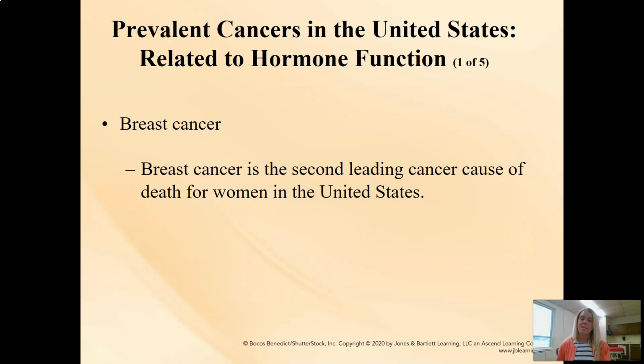Some cancers are related to hormone function. Breast cancer usually falls under this category. This is the second leading cause of cancer death for women in the United States, behind lung cancer. Over the past several years, the rates of death from breast cancer have been declining, again, due to prevention and early detection of cancers.